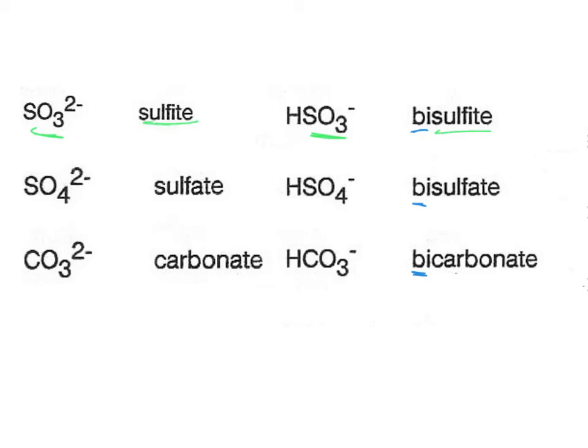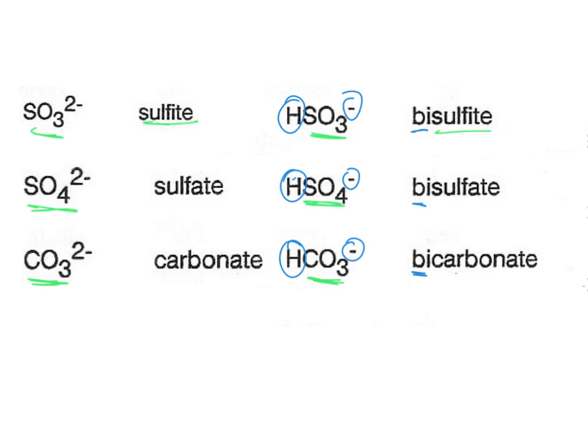That part's all staying the same, but what's different is when I put in the word bi, I add an H plus to it. And what happens when I add an H plus is I put the H at the start, and I lower the charge by 1. So I subtract 1 from the charge, and it becomes HSO3 minus for bisulfite, and SO4 2 minus for sulfate becomes HSO4 with 1 negative for bisulfate, and carbonate, CO3 2 minus, becomes HCO3 with a 1 negative when it becomes bicarbonate.